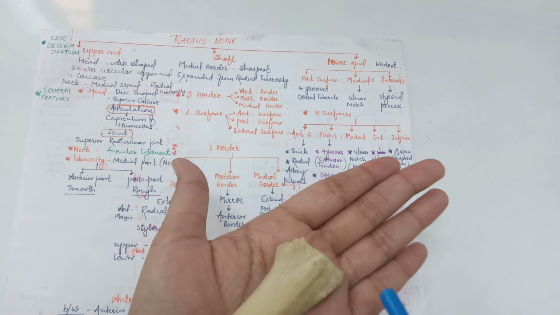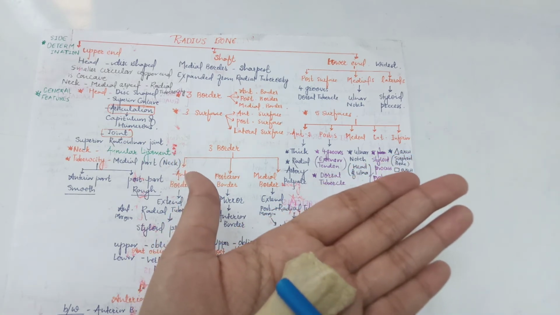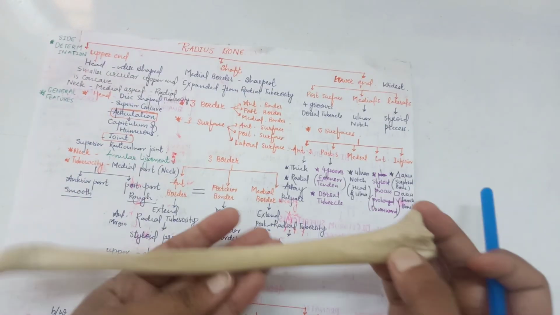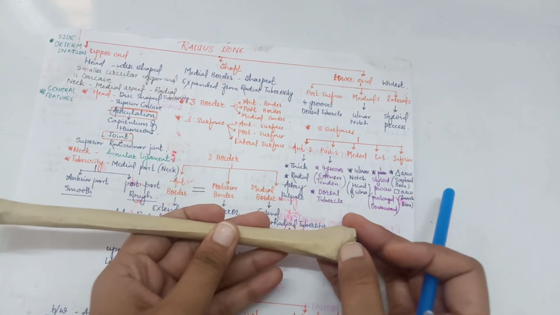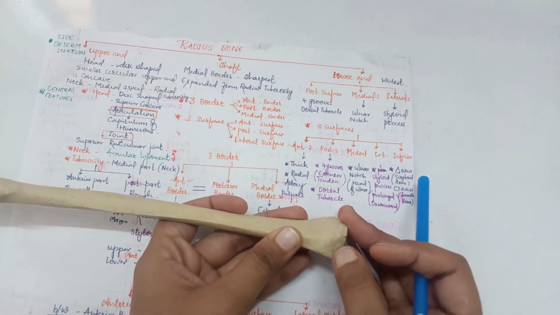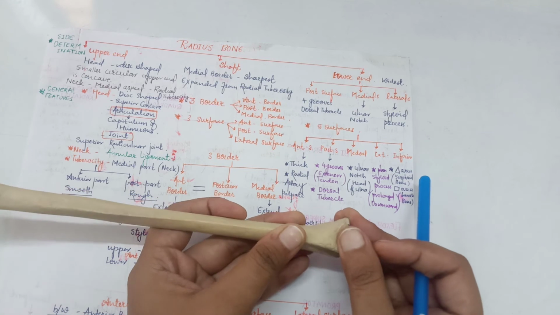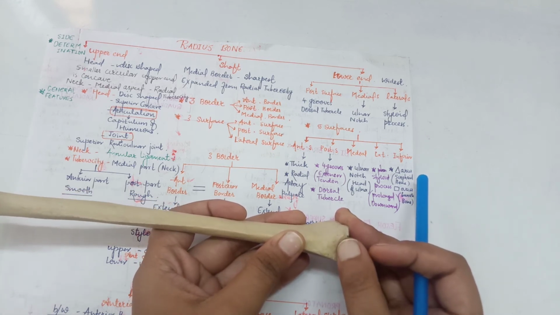There are grooves for the extensor tendons and the dorsal tubercle. In the medial, this is the medial border. It extends up to the medial surface of the lower end, and in the medial surface it has the ulnar notch. It articulates with the ulnar head of the ulna.